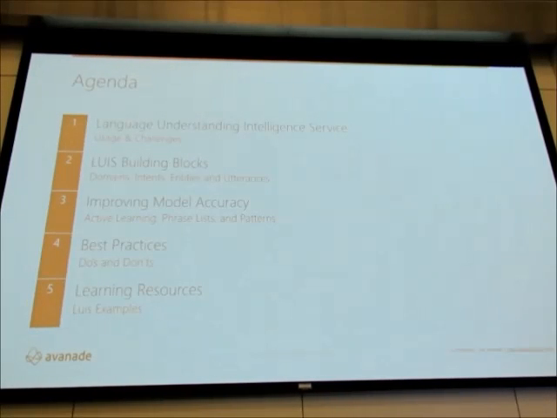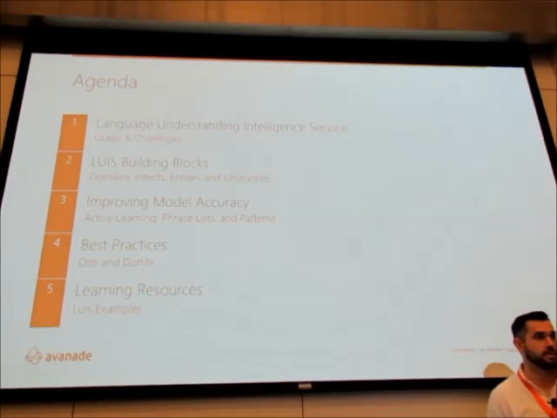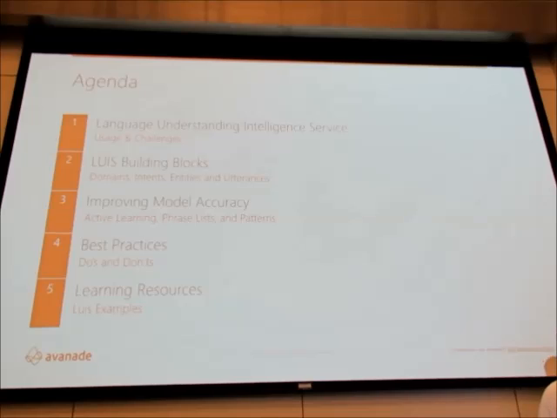So we'll talk about LUIS, and why it's hard to do natural language processing. We'll go right into the basic building blocks of LUIS: what are intents, entities, and utterances. Then we'll spend most of the time talking about how to improve our model accuracy, which is generally what you spend the most time doing when you're building models. We'll talk about best practices, and then I have a few good learning resources for anyone that wants to try it out or continue learning at the end.